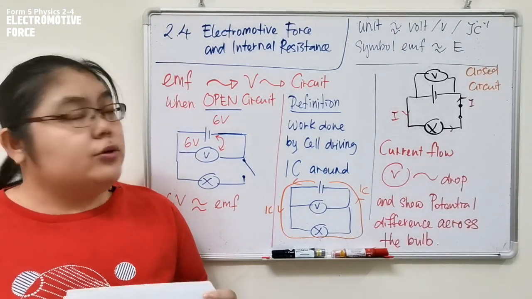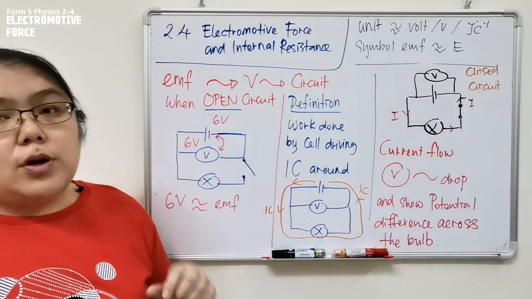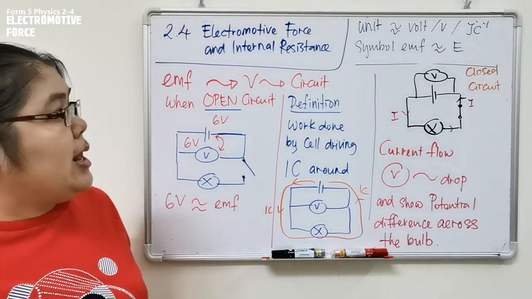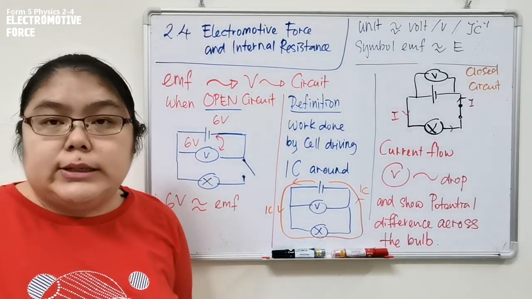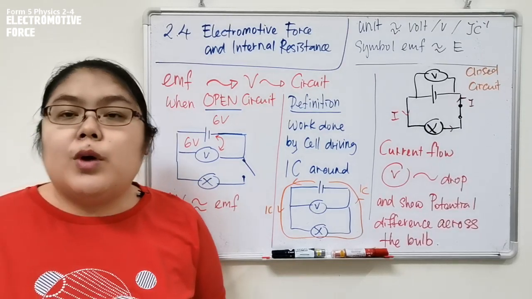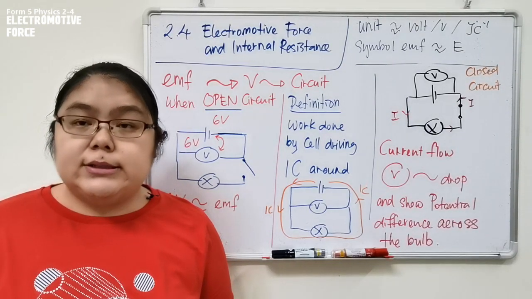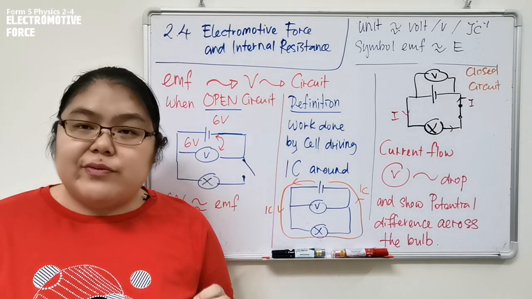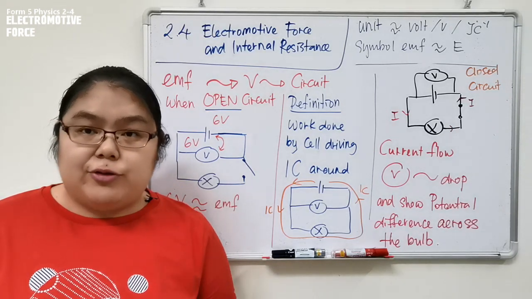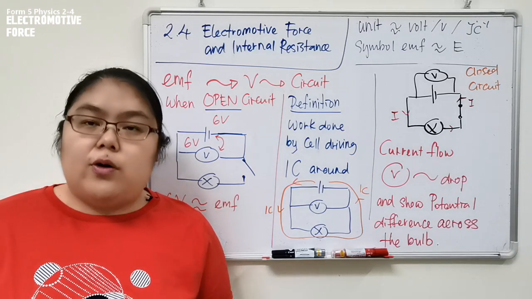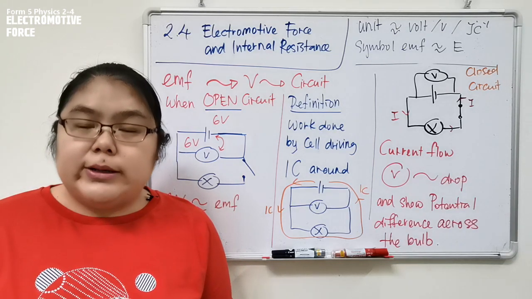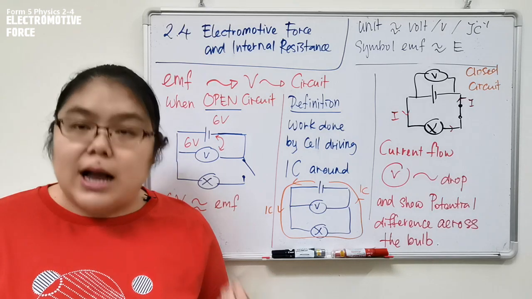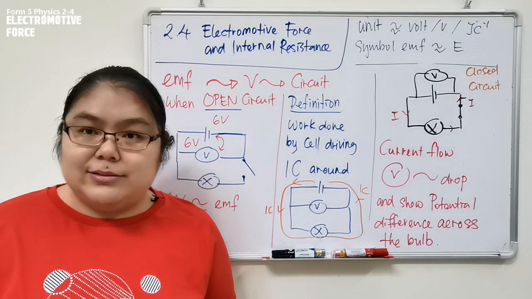We'd like to introduce what this topic is. This topic is electromotive force and also internal resistance. In 2.2, we just learned about potential difference and also the current. We never touched on the internal resistance of the battery, but in 2.4, we will include it. So here, we need to use another formula to calculate the resistance.